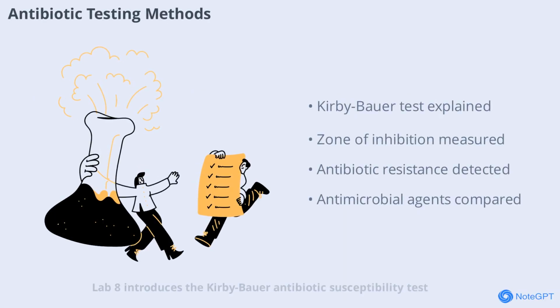Lab 8 introduces the Kirby-Bauer antibiotic susceptibility test, a key technique for determining which antibiotics are effective against specific bacteria. Using a spread plating method, a lawn of bacteria is created on an agar plate. Antibiotic-soaked discs are placed on the surface, and as the antibiotics diffuse, they create clear zones of inhibition where bacteria cannot grow. Measuring the diameter of these zones helps classify bacteria as resistant, intermediate, or susceptible.